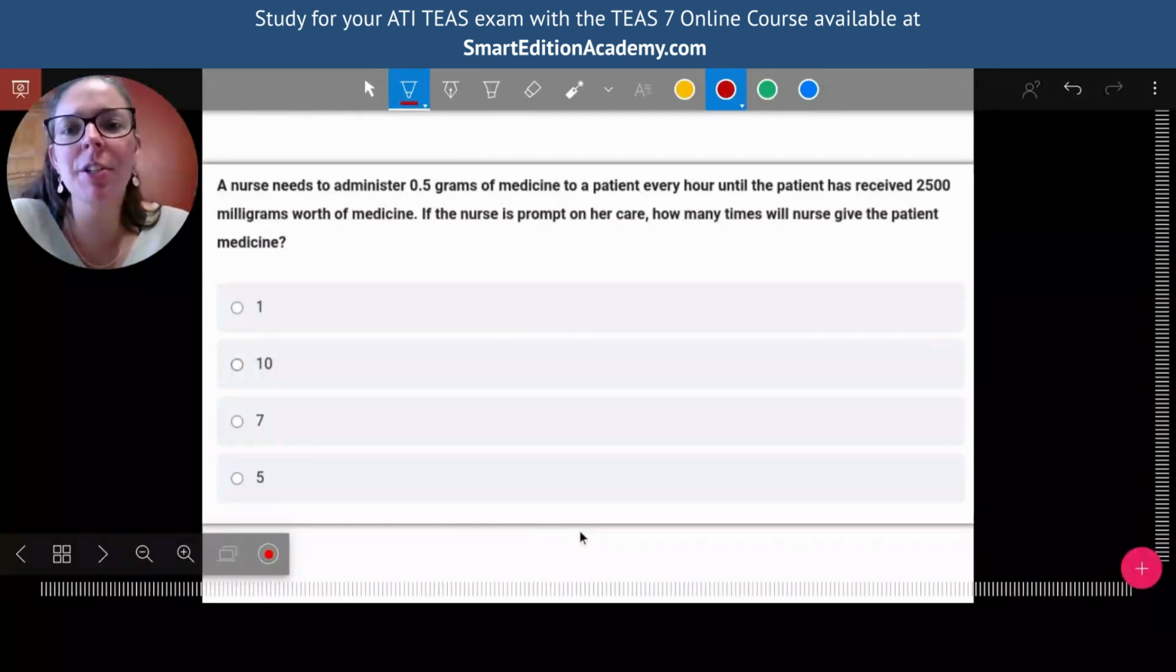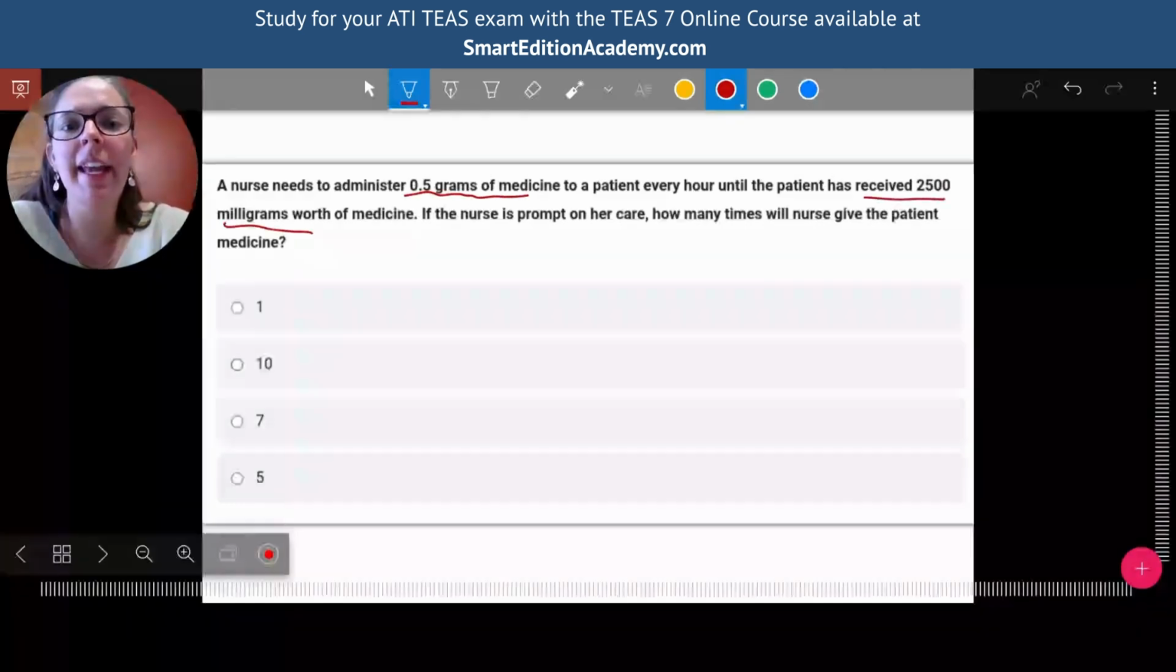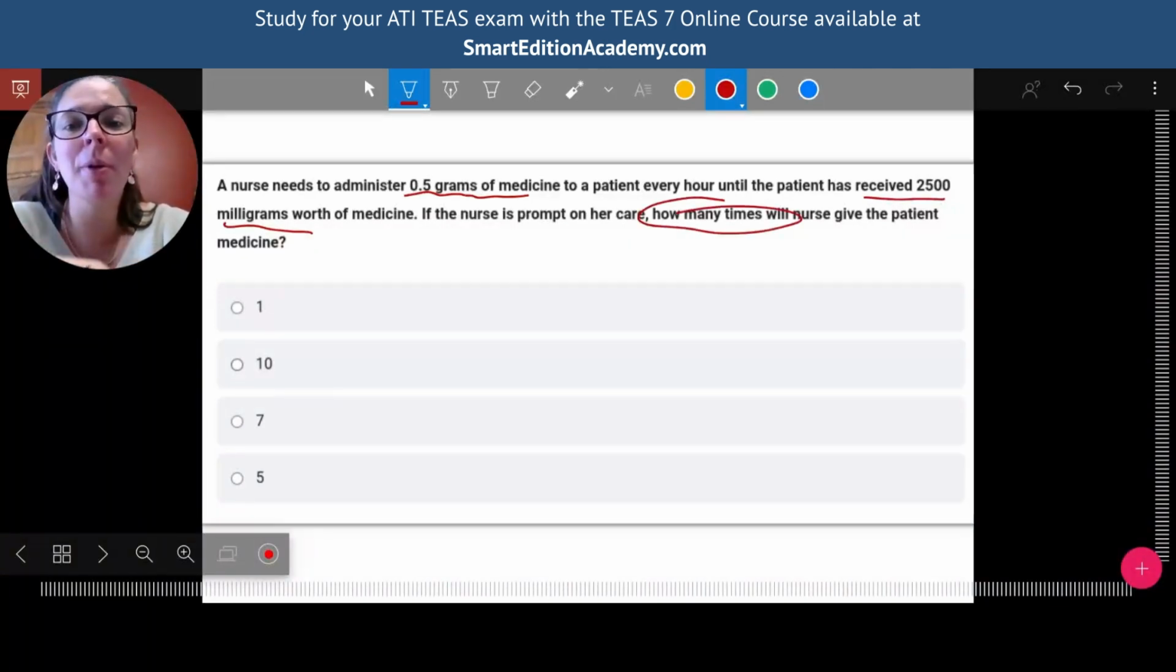A nurse needs to administer 0.5 grams of medicine to a patient every hour until the patient has received 2,500 milligrams worth of medicine. If the nurse is prompt on her care, how many times will the nurse give the patient medicine? Okay, so a lot of these questions have a similar pattern. You don't want to get caught up in that because they can change it on you at any second, but just notice the process of what we're doing a lot of the times. We're taking the dosage. There's the total. And the question is, how many times will they give the patient medicine? Just thinking about the process here will be pretty similar for a lot of these questions.